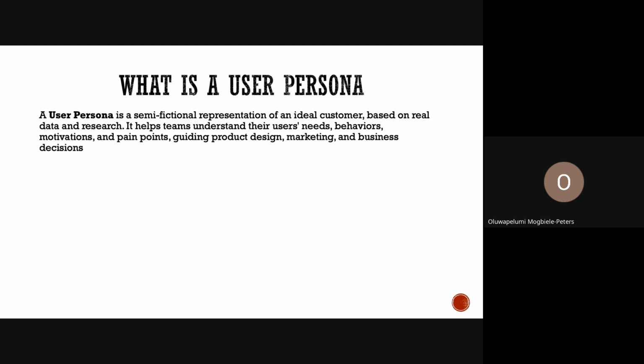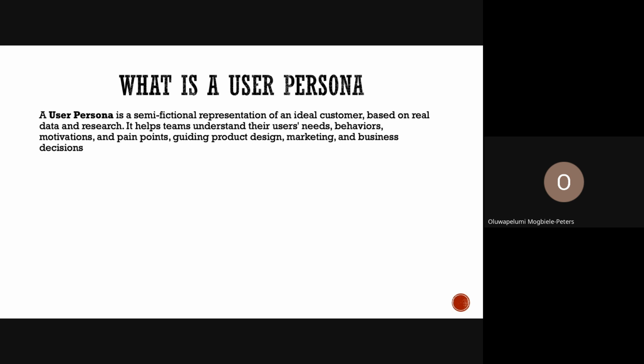Let me use this example. It's like saying you are selling a Christian app, or a Christian product, and you say your user persona is Kudus or Abib. You guys get it? So even though you're going to create a fictional representation, it has to be based on data and research. Does Kudus use this kind of app? Will Abib use this kind of app?